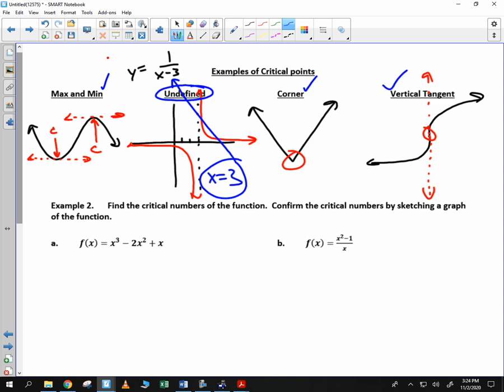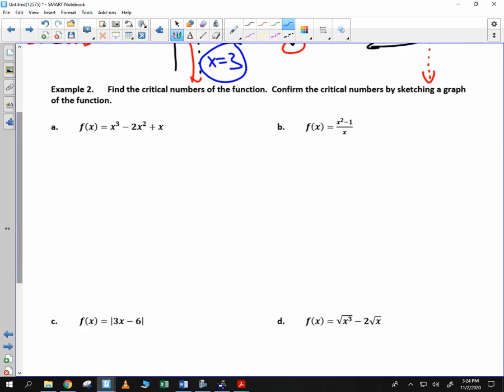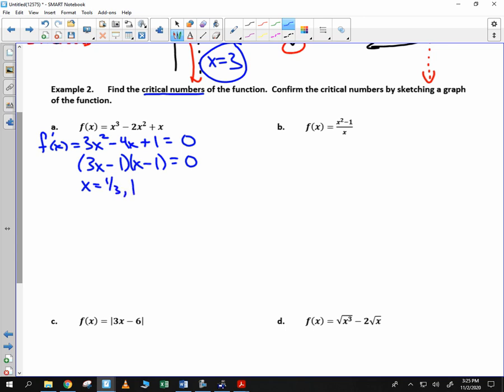So find the critical numbers of the function. Confirm the critical numbers by sketching a graph of the function. So what do we need to do to find critical numbers? We take the derivative and we set it equal to 0. So 3x squared minus 4x plus 1 equals 0. This does factor to 3x minus 1 and x minus 1. So we have x values of 1/3 and 1.